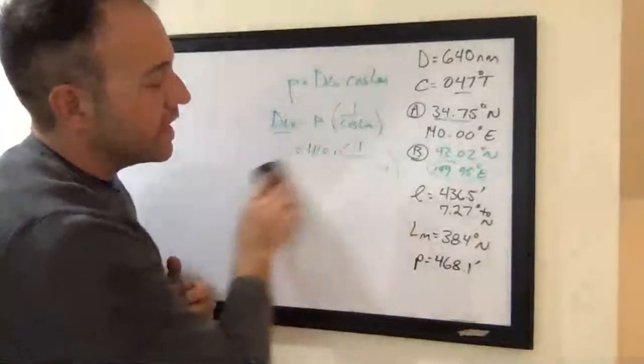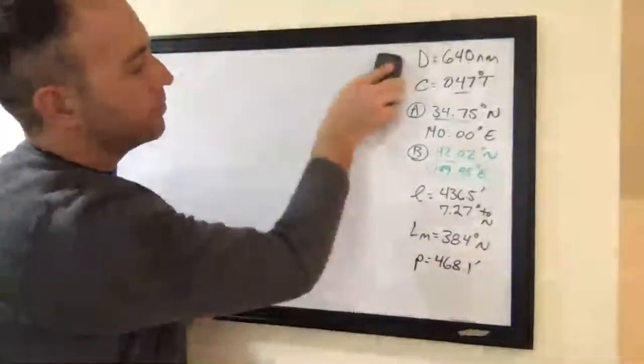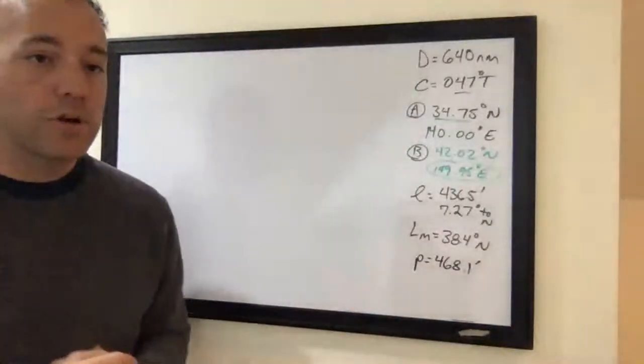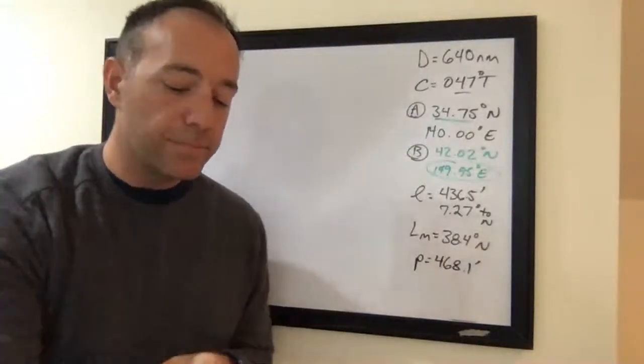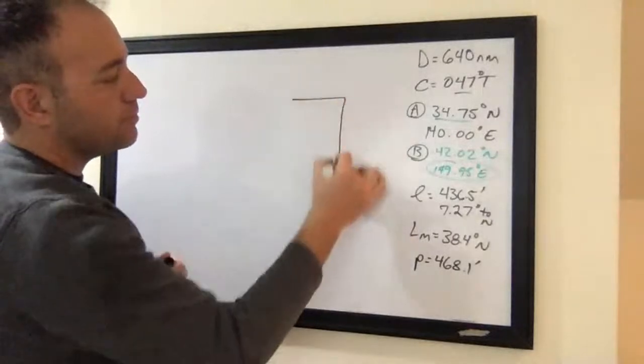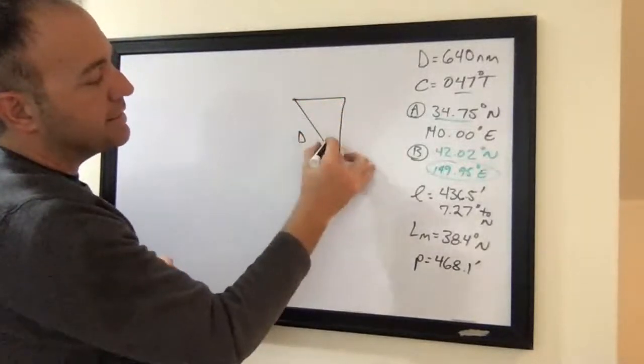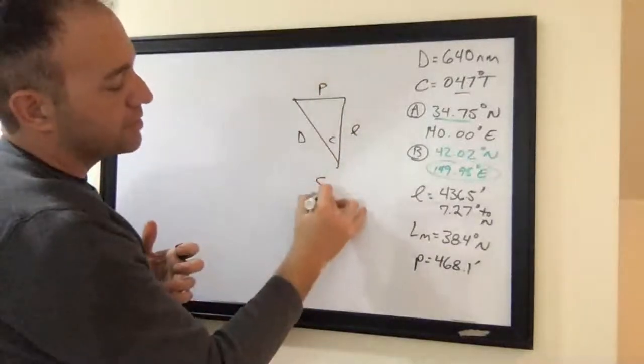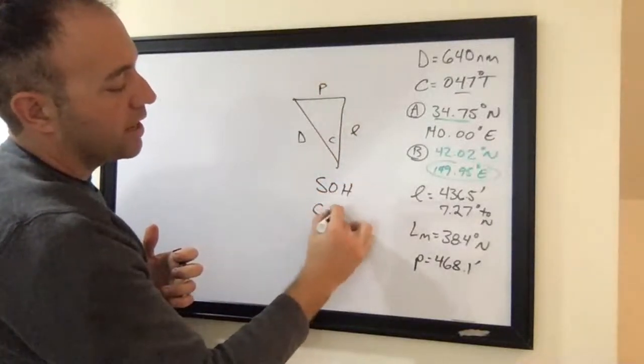Yeah, and Alex, the formulas are a tricky part. I guess what I would say is, if you do enough practice problems, they're just going to memorize themselves for you. But what you can do is build this triangle out. If you remember the parts of it, D, C, difference in latitude and departure, you can do the SOHCAHTOA thing.